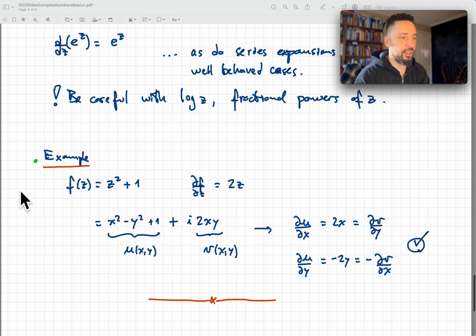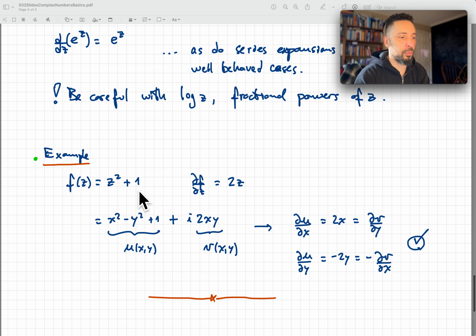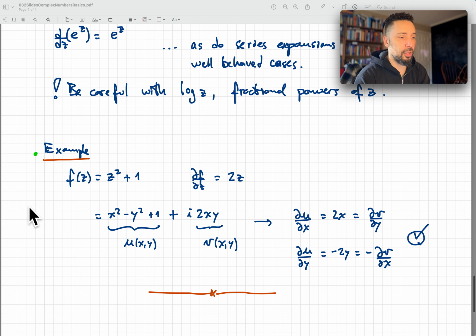So here's a very, very simple example. f of z equals z squared plus 1. In fact, this is one of those cases for which complex numbers were invented. If you try to find the roots of this, the numbers for which this vanishes, you would obtain that z has to be i or minus i, so that its square gives you minus 1, and so this vanishes. So this polynomial, z squared plus 1, has roots only in the complex plane, but not on the real axis.